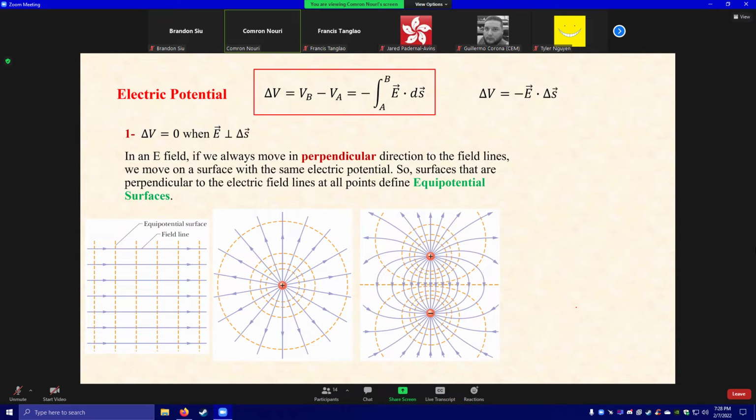In this case, you see the electric field lines are blue. The equipotential lines have the same dashed line. What color is that? Orange. Yeah, thank you, they're orange. And you see that at any point, those equipotential surfaces are perpendicular to the electric field line. You see here, perpendicular, perpendicular, perpendicular, every point.